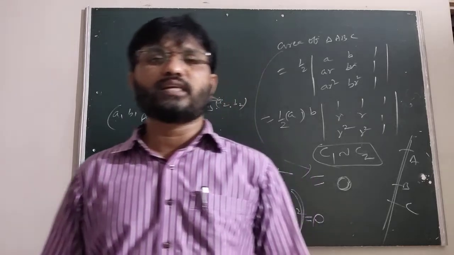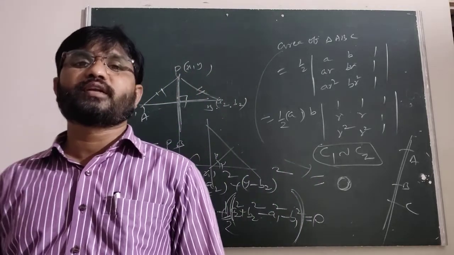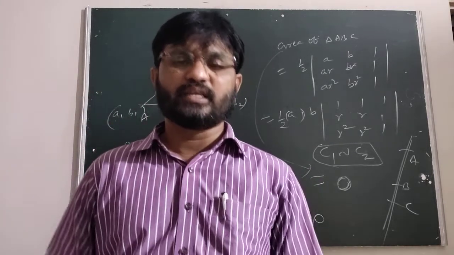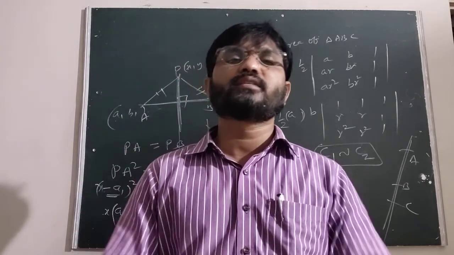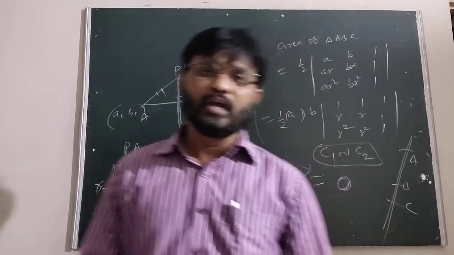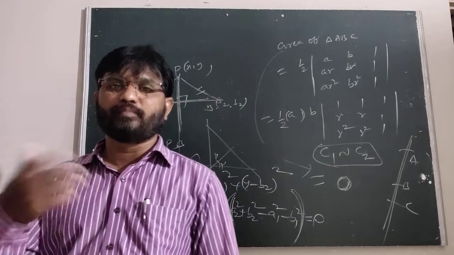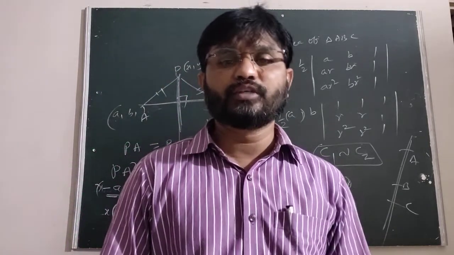After that, the circumcenter. It is the point of intersection of the perpendicular bisectors. It is denoted by S. In a right angle triangle, the circumcenter is the midpoint of the hypotenuse. In an acute triangle it is inside, and in an obtuse triangle it is outside the triangle.